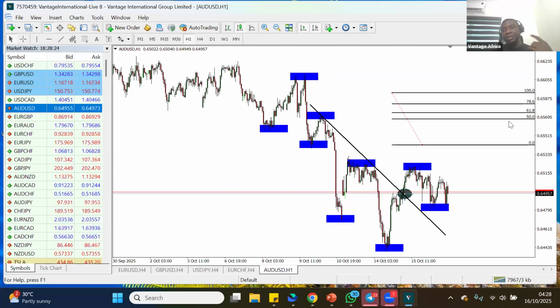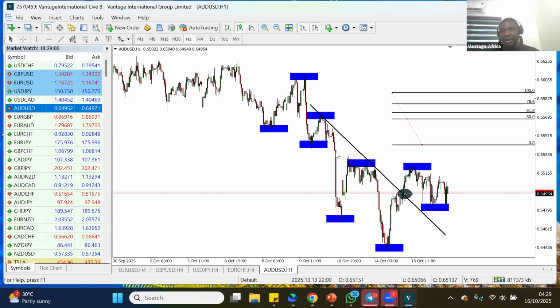This 50% level is indicative of the distance between 0 and 100. When you have a move in the market, a swing high and a swing low, this is top, this is bottom. When price pulls back, it is expected to pull back into the mid-level of that move, and then continue in the direction of the market. We can already see from here that the market is trending downwards.